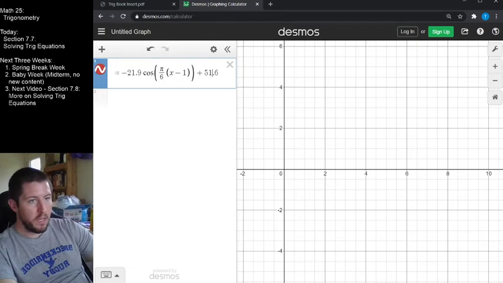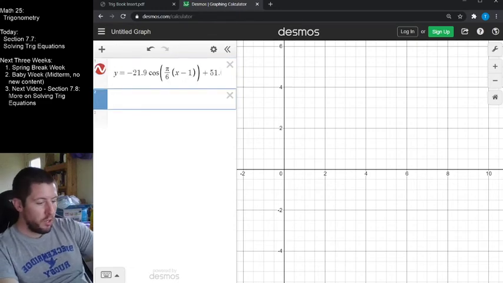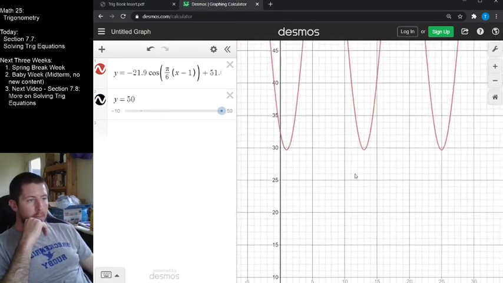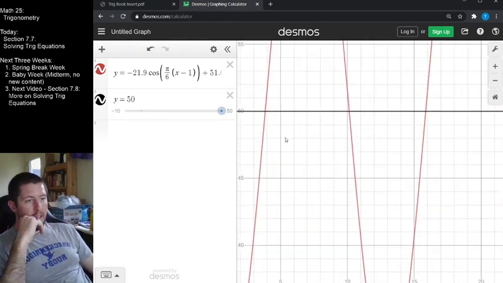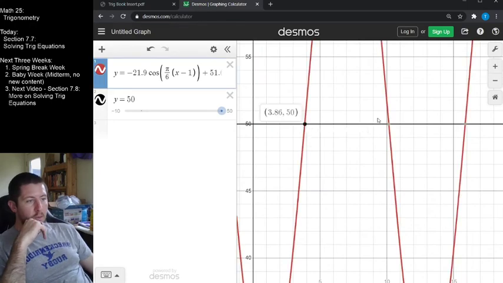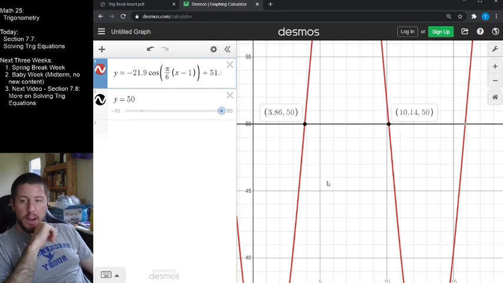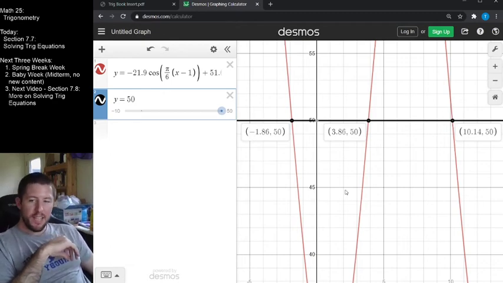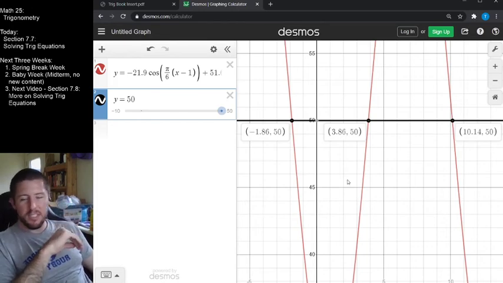Plus 51.6. We wanted to know when is this equal to y equals 50. I know I got to go up because I'm looking for y equals 50. And I am seeing here that within the first year, we're getting 3.86 and 10.14. Those are exactly what we came up with by hand, by solving that using our unit circle. And notice, by the way, here is our negative 1.86 that we came up with, but we decided to add 12 to that, since months are cyclic with period 12, to get to the 10.14 solution. So this graph has all three of the kind of solutions that we saw.